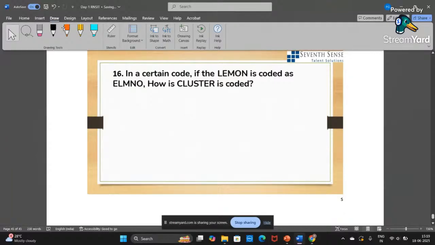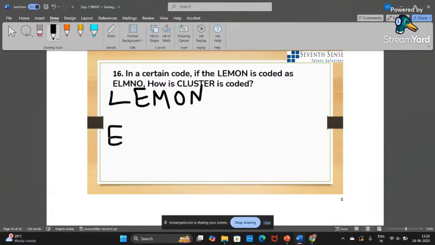Okay, next. Here the word lemon is coded as ELEMNO. So how is the word cluster coded?